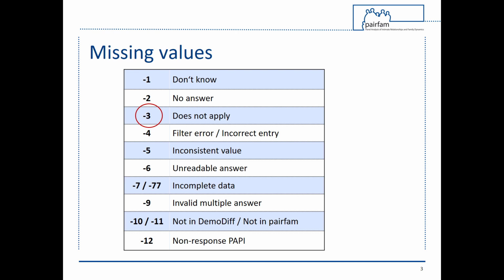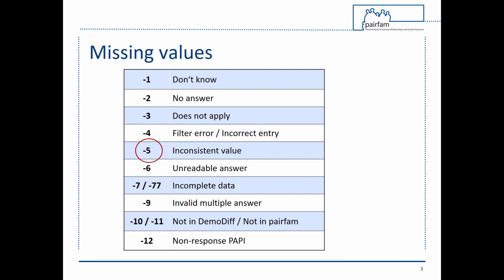respondent was filtered over. Errors in the KP program that erroneously guided respondents to the wrong questions in the interview are indicated by the missing code -4, filter error incorrect entry, as are incorrect data entries made by interviewers. In waves 12 and 13, the value -4 was also assigned if the respondent incorrectly responded or incorrectly did not respond to a question in PAPI mode.